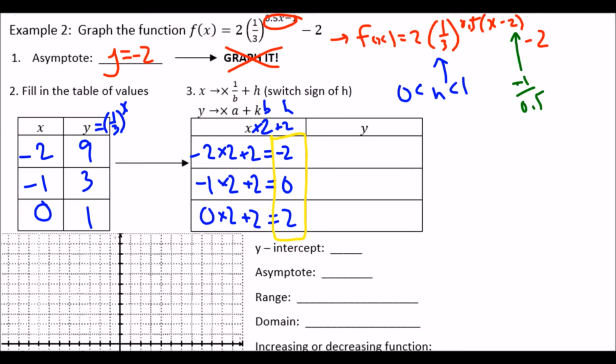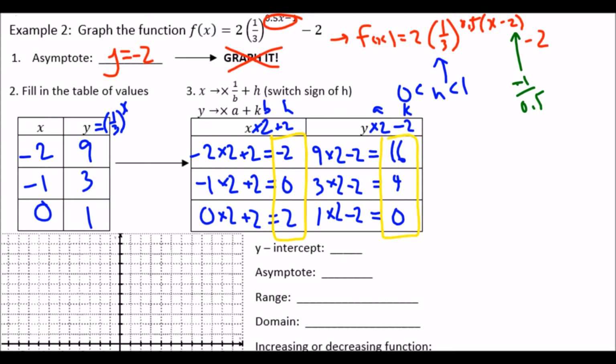And then for my y, I am going to multiply by 2. That's my a value. And then I'm going to subtract 2. That's my k. So here I'm going to have 9 times 2 minus 2. That is 16. Woohoo, my favorite number. And 3 times 2 minus 2. That is 4. And then 1 times 2 minus 2. That will give me 0. And these are my y's.